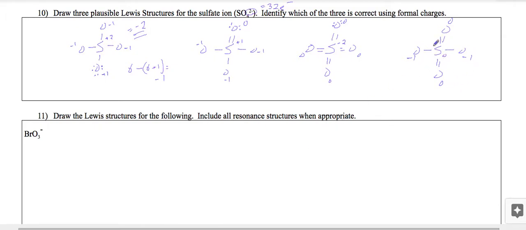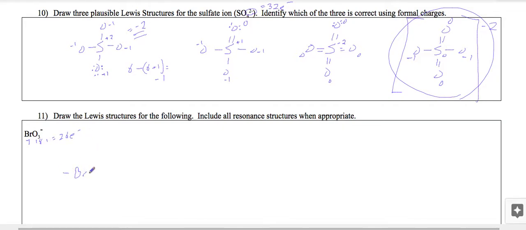1, 2, 3, 4, 5, 6. 6 minus 6 is 0. So this is going to be the favorable Lewis structure for the sulfate ion. Now we can do bromate, and we can just skip to the correct Lewis structure because of our understanding of the formal charges. So here's bromine at 7. We have 18 here, 1 for that one, so we end up with 26 valence electrons.